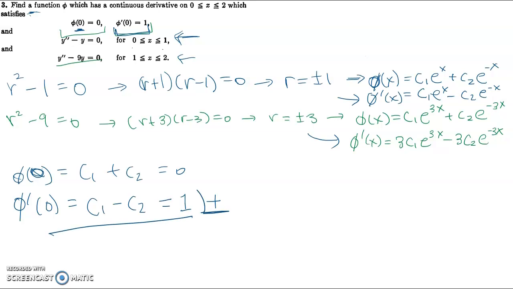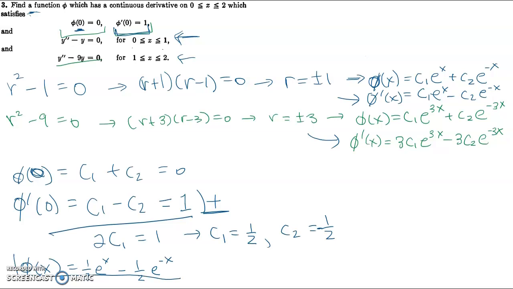So it seems like we can add these two equations, which gives us 2c1 equals 1, which gives us c1 equals 1/2. And that results in c2 being equal to negative 1/2. So there you go. Our first possible answer could be that phi of x equals 1/2 e to the power of x minus 1/2 e to the power of negative x. It's fine if you just give me this. You can also try plugging in 0 to the other one, and then that'll give us the second set of the answer.